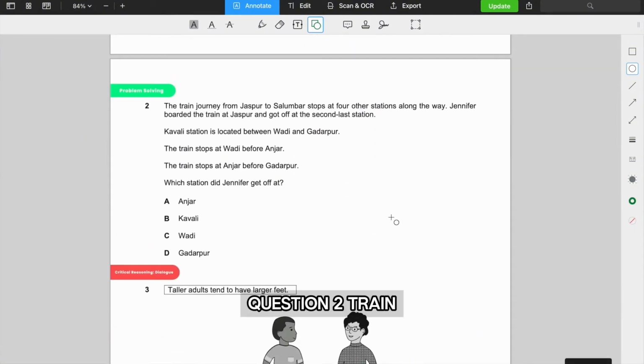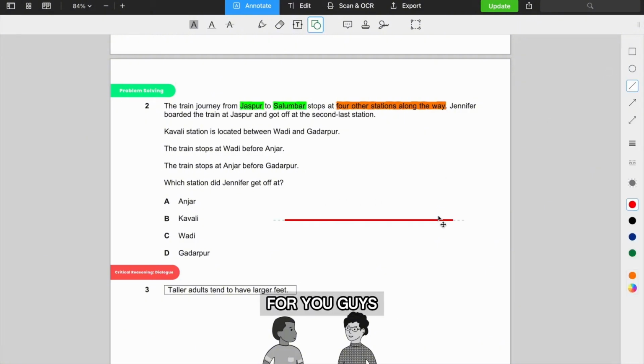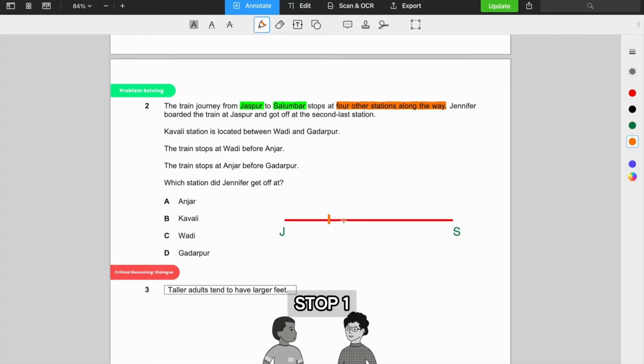So we have question 2. Train journey from Jasper to Salumba stops at 4 other stations along the way. So when I read this, immediately I'm thinking, okay, I should draw a diagram, right? Jasper to Salumba with 4 stops along the way. So the way this diagram would look is, let me do it really quickly for you guys. So J for Jasper, S for Salumba, and 4 stops along the way. So stop 1, stop 2, stop 3, stop 4. Okay? So I can call them 1, 2, 3, 4.